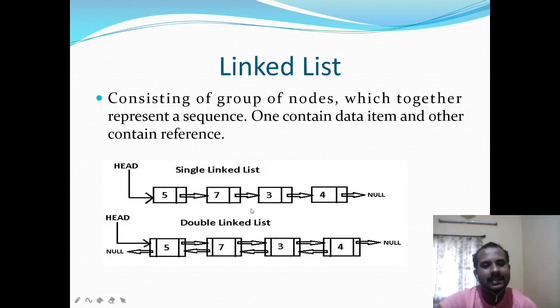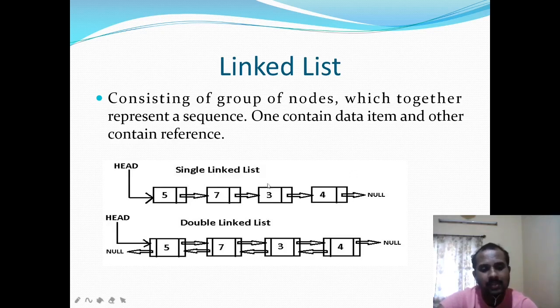Next one is linked list. A linked list has a structure called a node. A node consists of two parts: one is the data part and the other is the reference part. The data part contains the data, and the reference part links to the next node. So one node is linked to another node, which is linked to another node.